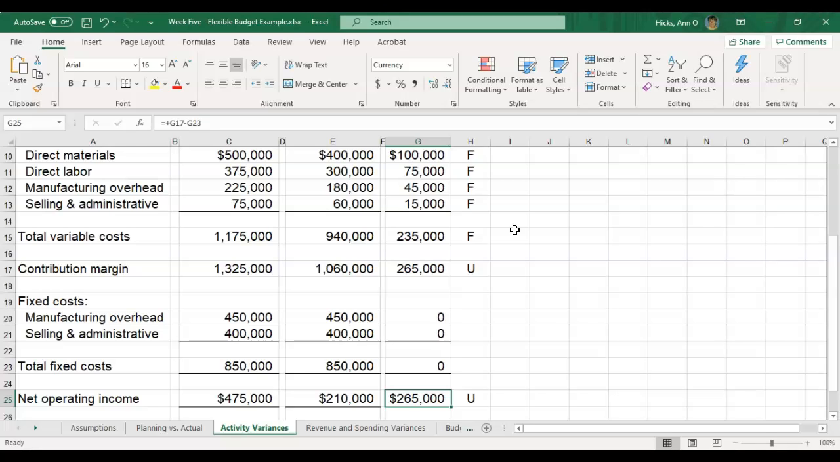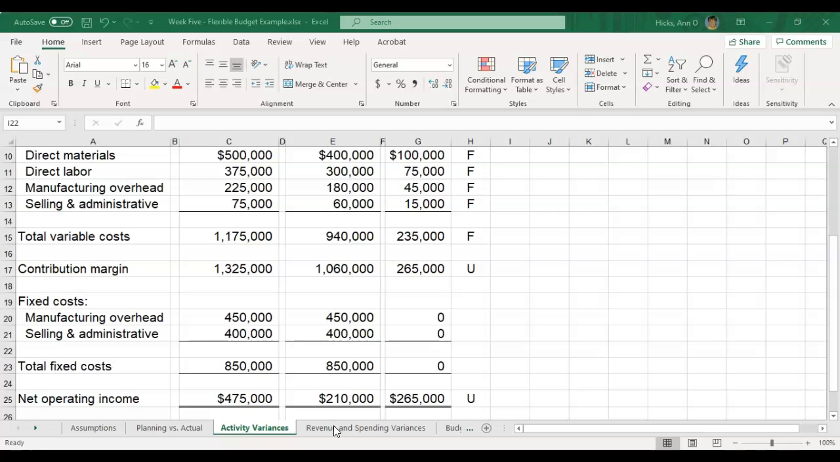of $265,000, which is the amount of the variance strictly due to the fact that we sold fewer units. It is the activity variance. Okay, so now we have an understanding of the impact on the variance due to a decrease in activity.